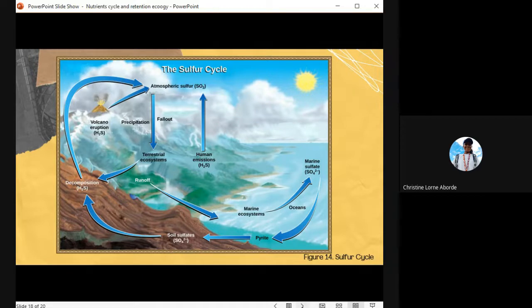Third, we have the rock weathering. As sulfur-containing rocks weather, sulfur is released into the soil. These rocks originate from the ocean sediments that are moved to land by the geologic uplifting of ocean sediments. Next, we have the decomposition. So terrestrial ecosystems can then make use of these soil sulfates, which enter the food web by being taken up by the plant roots. And when these plants decompose or die, sulfur is released back into the atmosphere as hydrogen sulfide gas.